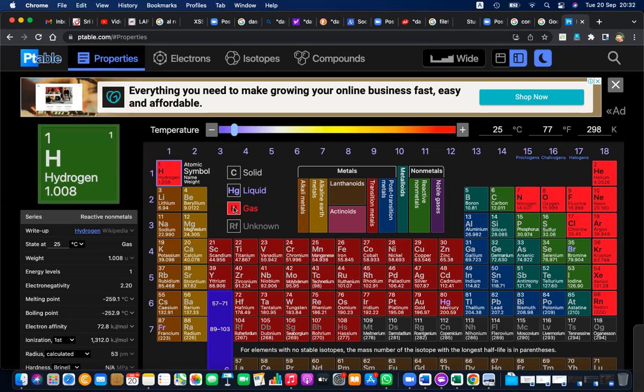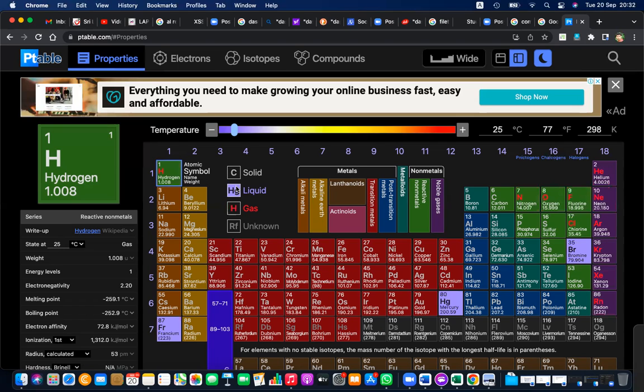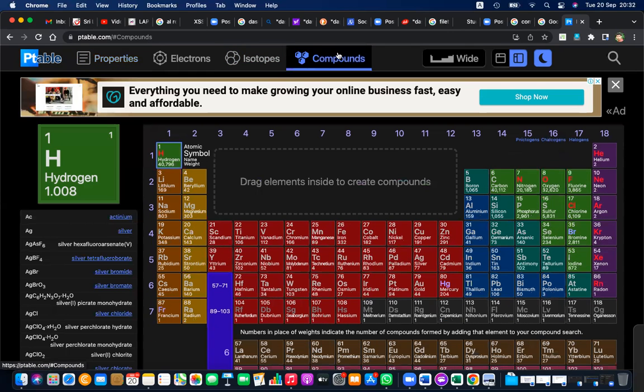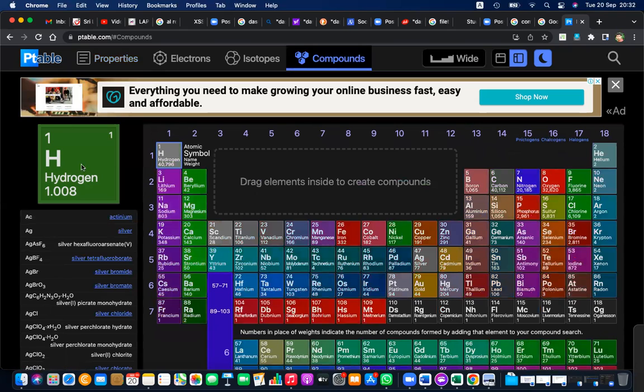What are the liquids? Okay, these are the liquids. Mercury, bromine, and francium are there as liquids. So likewise, you can study about these chemicals. And also, you can put these molecules together and check the reactions. Sorry, I missed it. The molecules together.